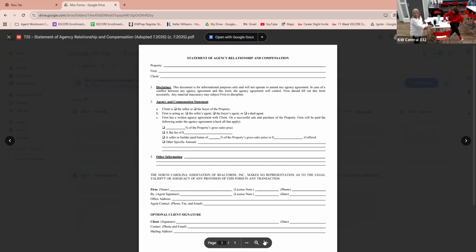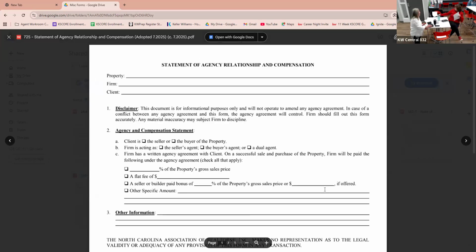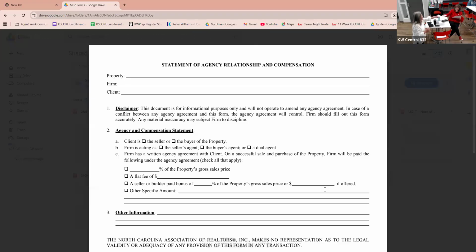I have just 2 more. This is your statement of agency relationship. This is when these tract builders say, send me a copy of your buyer agency agreement. Well, we don't share our buyer agency agreement. This is where we can send them this form that says, this is what my agency relationship is with the buyer, and this is how much compensation my agreement says that I'm going to receive.